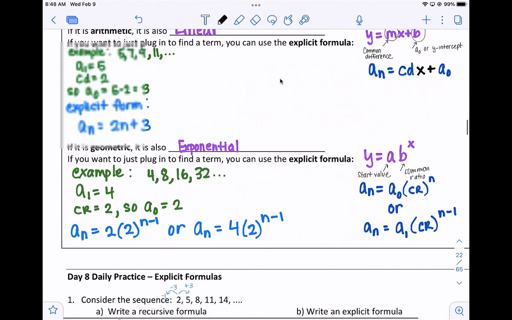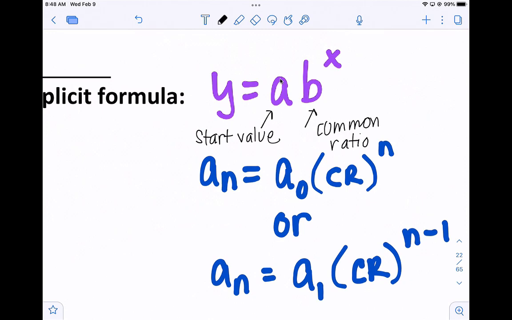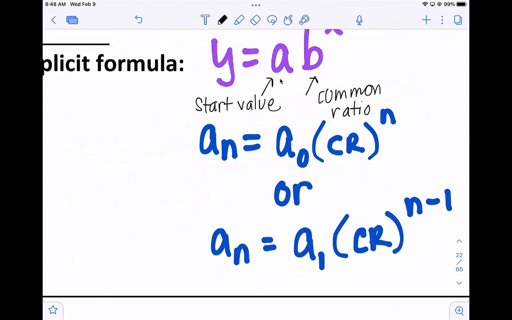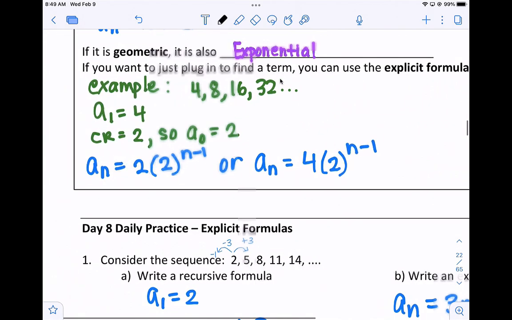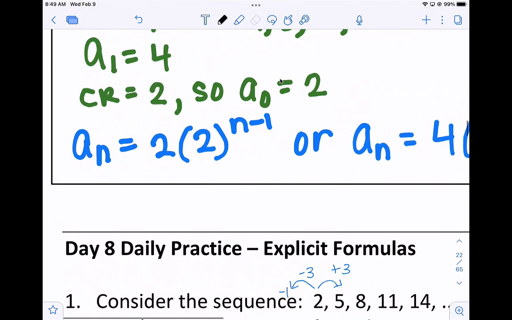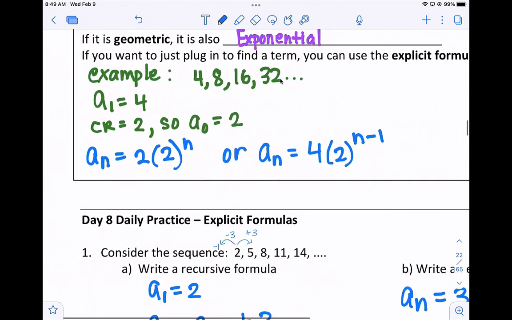If it's geometric, it's exponential, so a times b to the x. So 2 ways to write it, either with the 0 term times the ratio to the n power, or the first term times the ratio to the n minus 1 power. So here's an example you can take a look at. We're starting at 4. It's being multiplied by 2 every time. So either you can go backwards and start at the 0 term, which is 2, and write this. Oh, this first equation right here, this should be, see if I can erase it without erasing everything. Okay, so if you start at the 0 term, this should be to the n power. Or if you start at 4, which is the first term, it'd be the n minus 1.